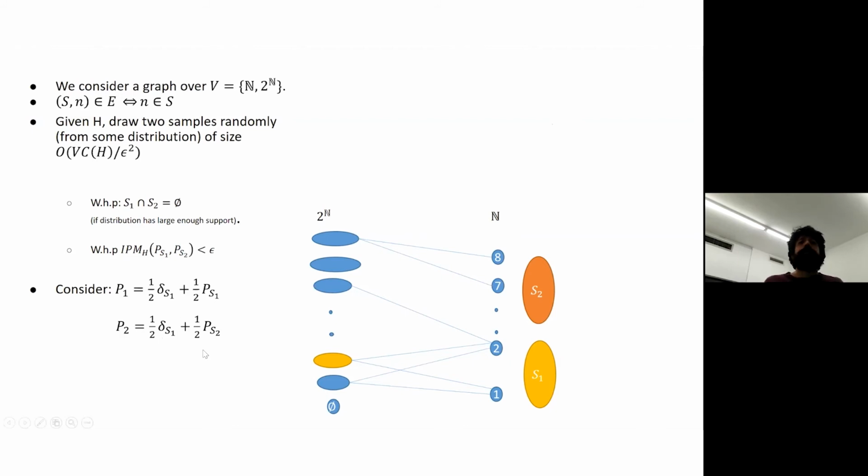The other distribution, again, I'm going to draw from the subset S1, the vertex that is indexed by S1. And with probability half, I'm going to draw a point from S2. So now you can see that the probability to draw an edge with respect to P1 is half. Okay, sorry, one quarter, right?